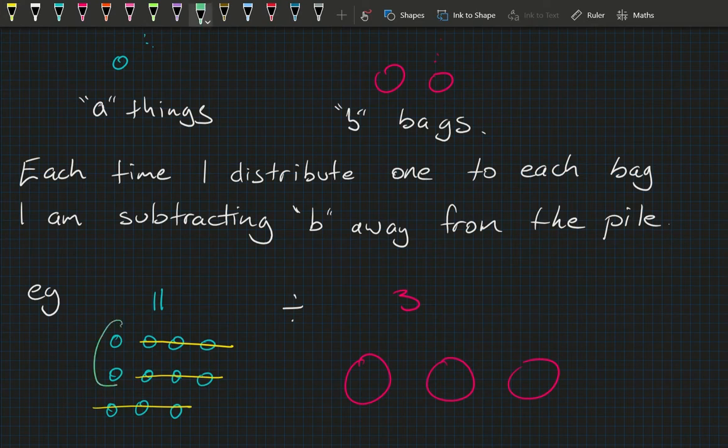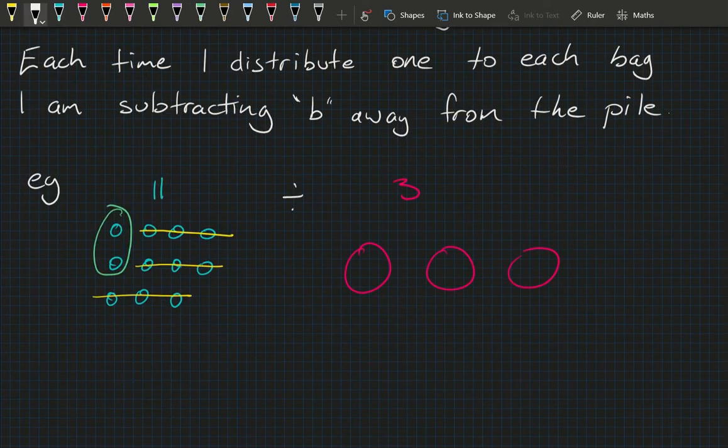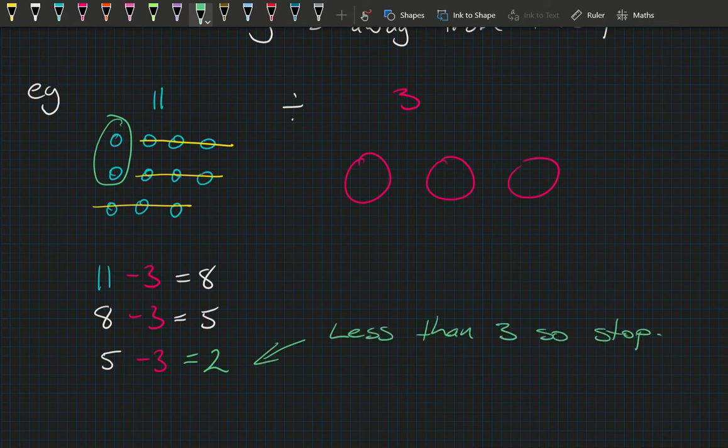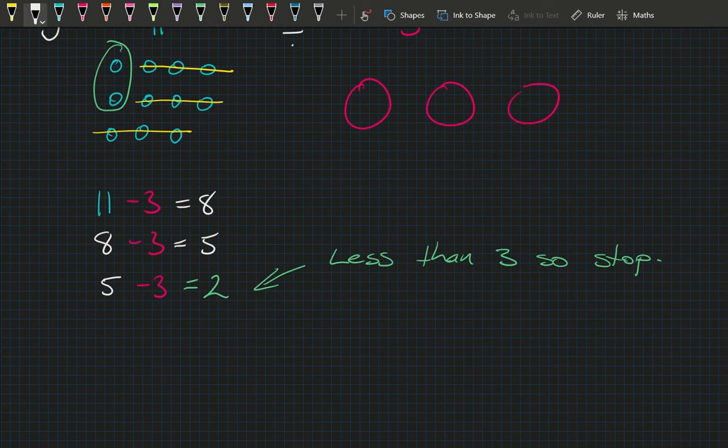But we've still got these 2 left over here, and there's no way that you could distribute them evenly among the bags. So we have to stop there. What we've done here is we've started with 11, subtracted 3, and that's 8. So 8 take away 3 is equal to 5. And then 5 take away 3 is equal to 2. Then the first number less than 3, we stop. Of course 0 is nice because that means we've got a perfect divisor, but we'll talk about that later. So that means that 11 divided by 3 is equal to 3 in each group and 2 left over.